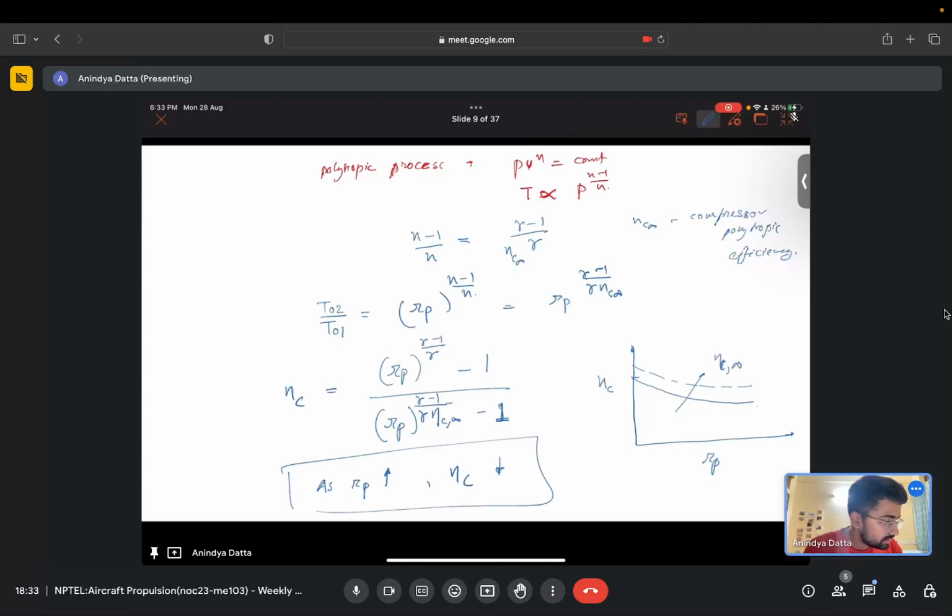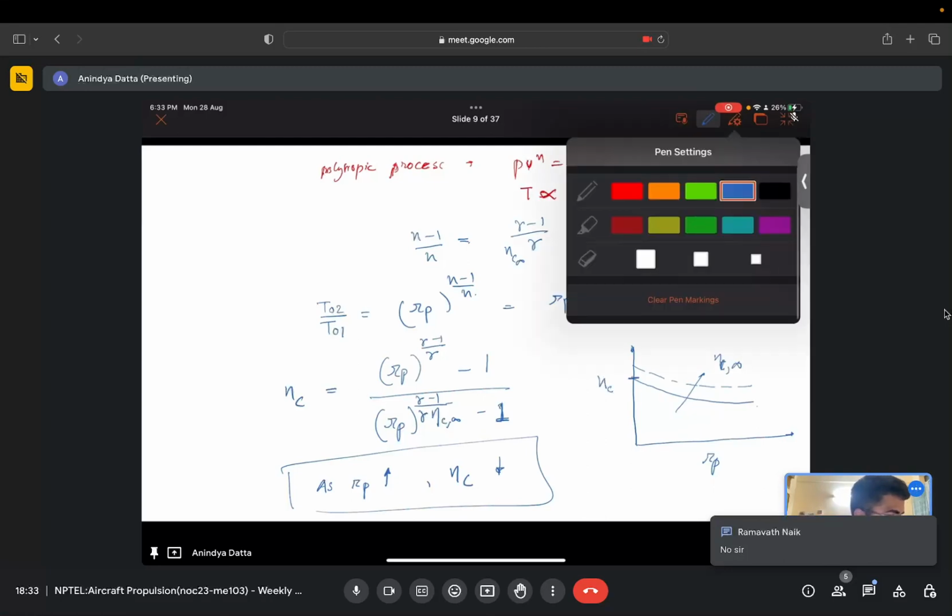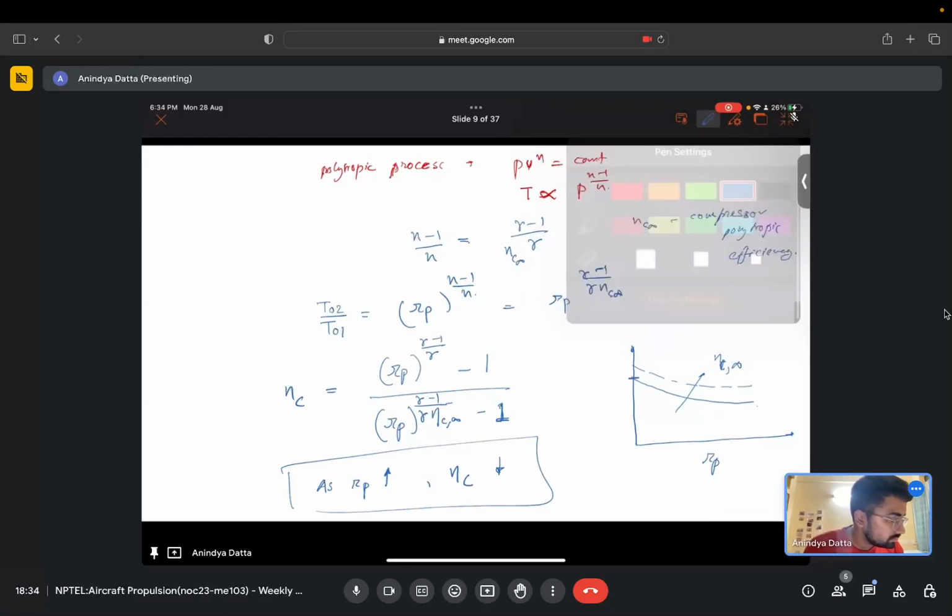Here I want to mark a point. This is eta c isentropic, this value. Eta c is this way and rp is this way. For an rp value of 1, in both of these cases, if you put rp equals 1, it basically boils down to eta c, the isentropic efficiency, being equal to the polytropic efficiency. So this is what I needed to say.